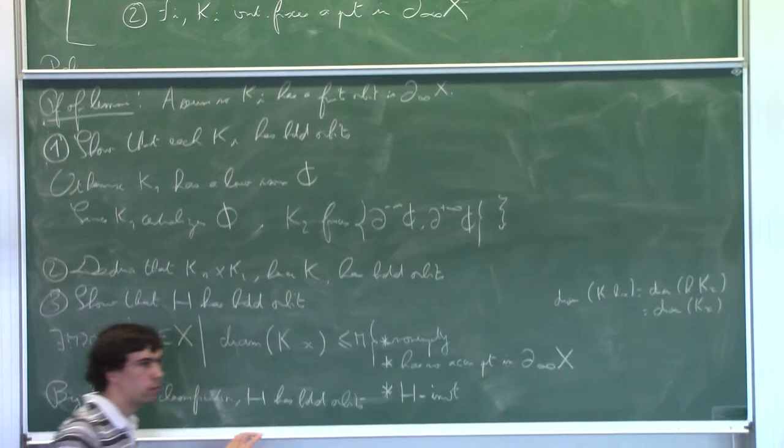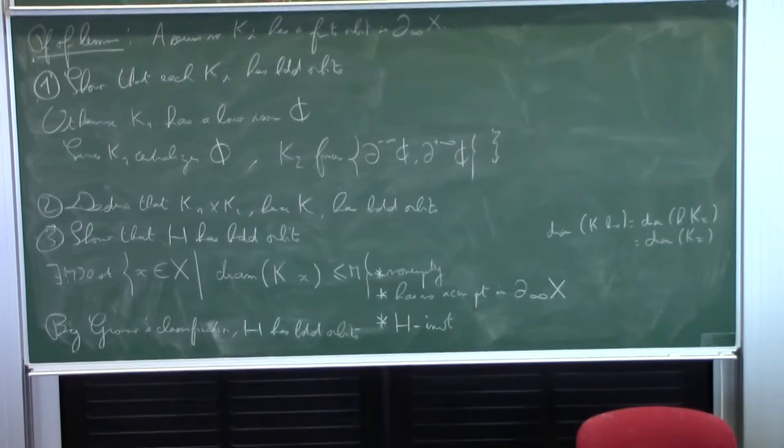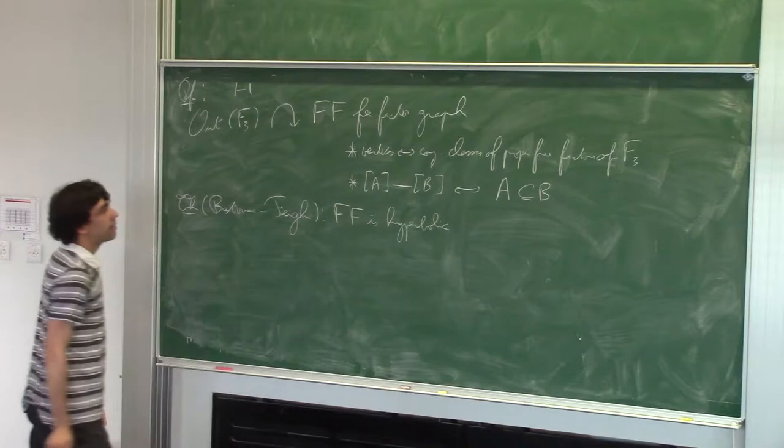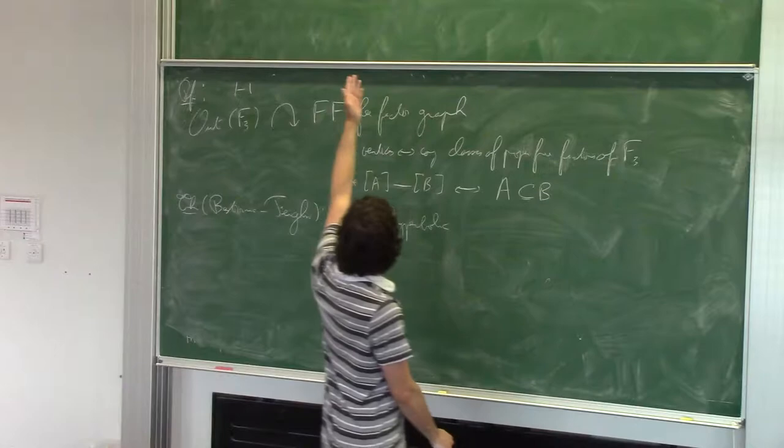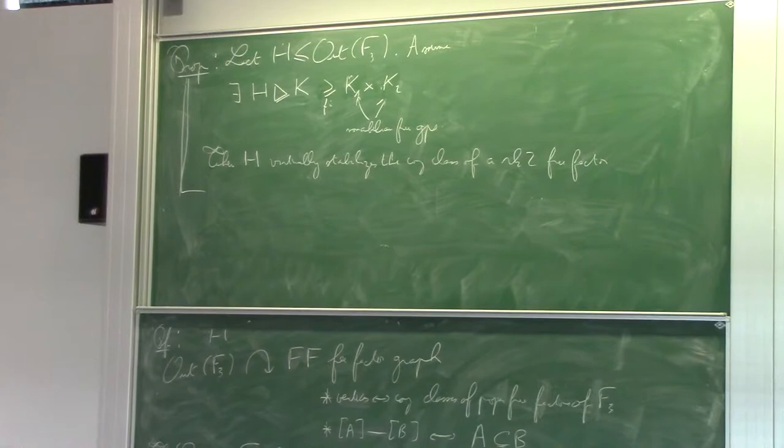Okay, and this concludes the proof of the lecture. Okay, so back to the RF3 situation. I have RF3 in my group H acting on the graph of free factors. And so I know by assumption that H has this normal subgroup which virtually splits as a direct product.